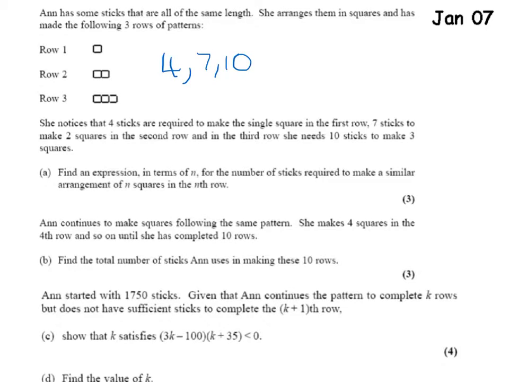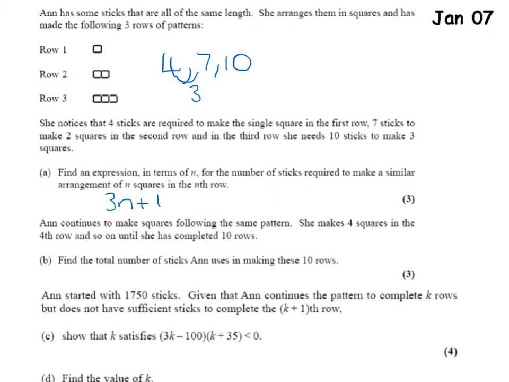Now, you can do this by just doing the nth term. You know the difference is 3. To find the first term, you are adding 1 to get to 4. So your nth term for this sequence is 3n plus 1.